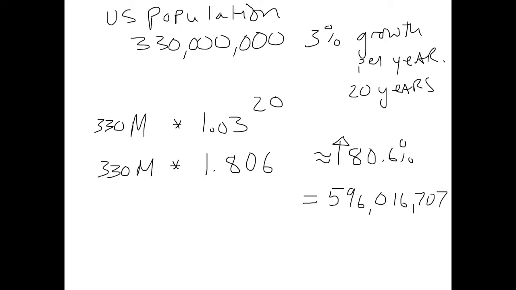So it's not quite double. That would take up to 660 million to double it, but it's quite a large increase with just 3% per year because of the effect of compounding, where the growth gets compounded over time again and again.